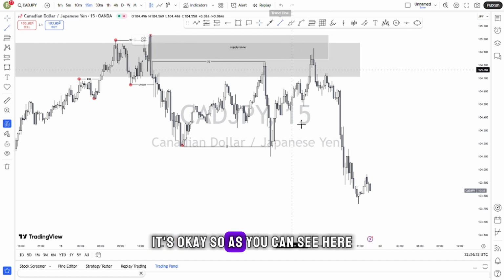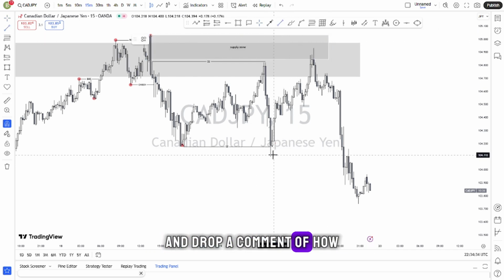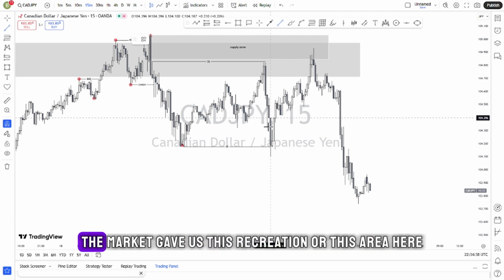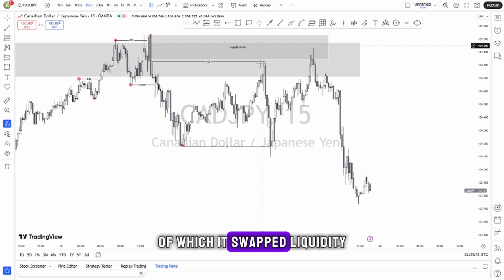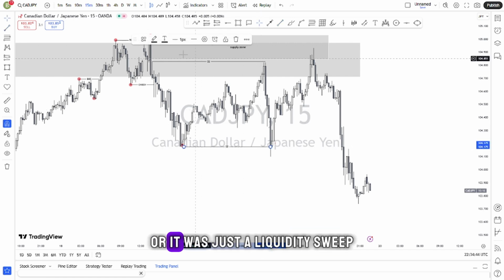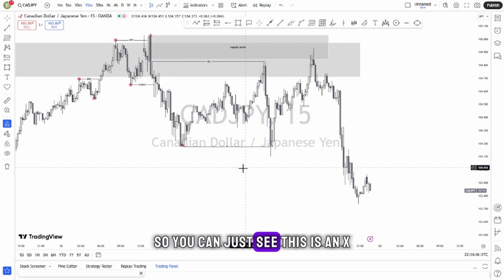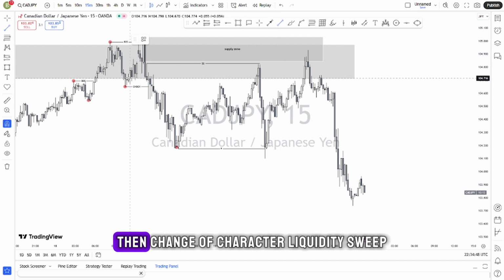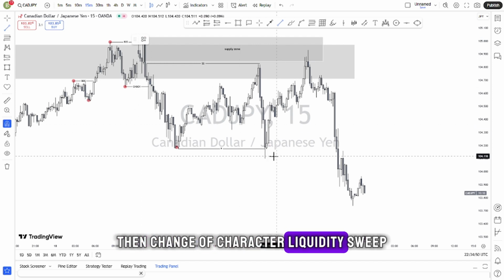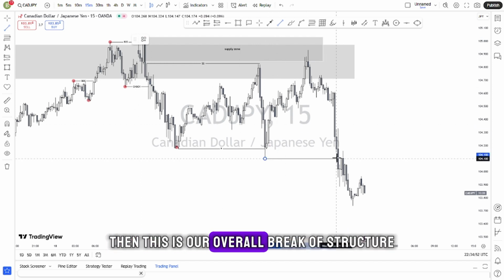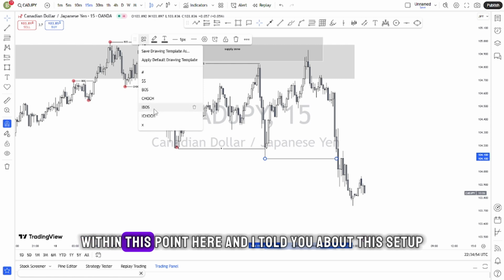It's okay. So as you can see here, and drop a comment of how your trading went today, guys. After that, the market gave us this weak creation, or this area here, which swept liquidity, so it was just the liquidity sweep. You can just say this is an X. Then change of character, liquidity sweep. Then this is our overall break of structure within this point here.